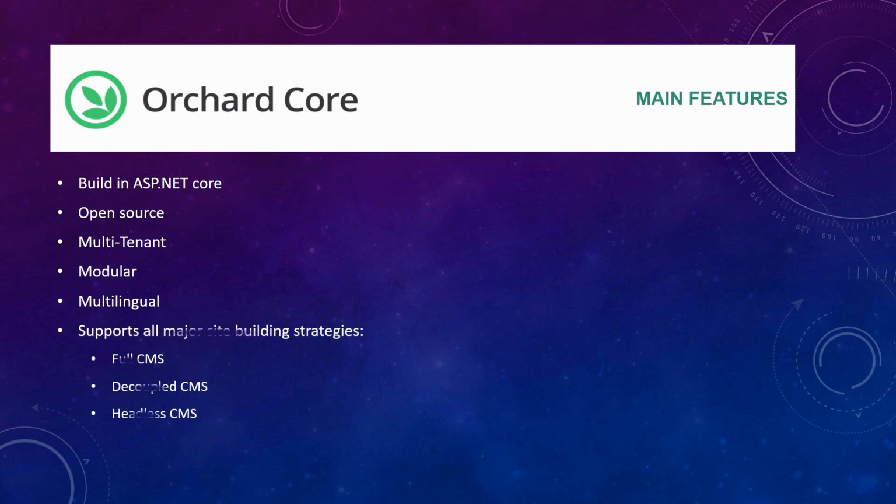Finally, Orchard Core supports all major site building approaches. You can use a full CMS mode, where Orchard Core fully manages both the admin and the front end. No coding required, just configure, manage, and use the provided templates. In the decoupled CMS mode, you host a standalone instance that still provides an admin interface.